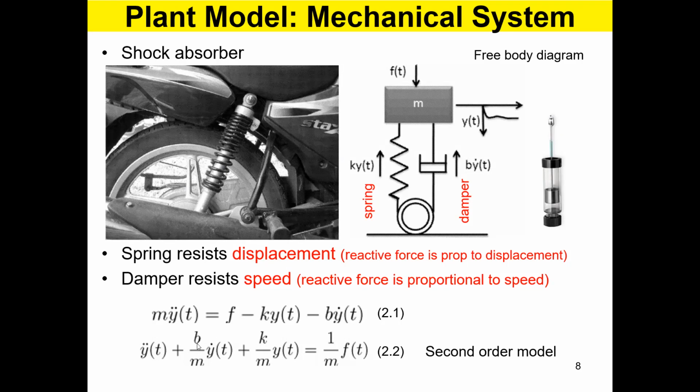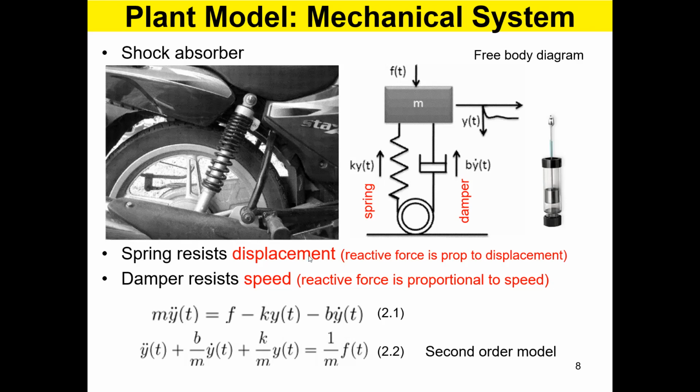y double dot plus b over m y dot plus k over m y equals 1 over m f. So immediately you can see the force, right? When you jump on the motorcycle, that is the input signal, the total weight on the motorcycle. It's related to the position, velocity, and acceleration in some complicated manner. Okay, so that is why we call it a dynamic system.